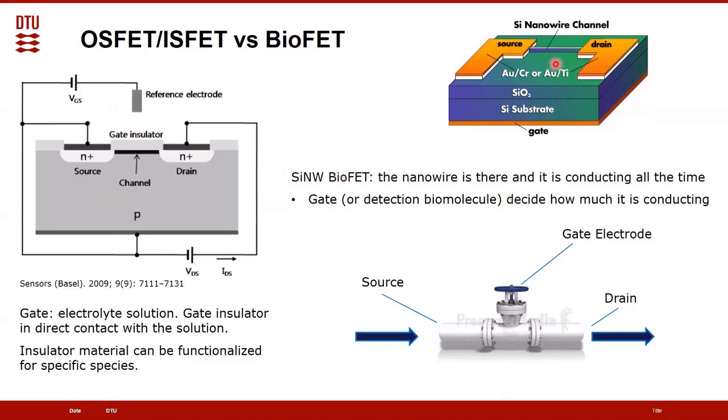In the silicon nanowire-based BioFET, the nanowire is always there, so the semiconducting channel is always there, always conducting. But how much it is conducting depends on the amount of biomolecules that act as a gate on top of the nanowires. You can think of it as a water pipe with a valve. How much water will go from one side of the pipe to the other depends on how open the valve is.